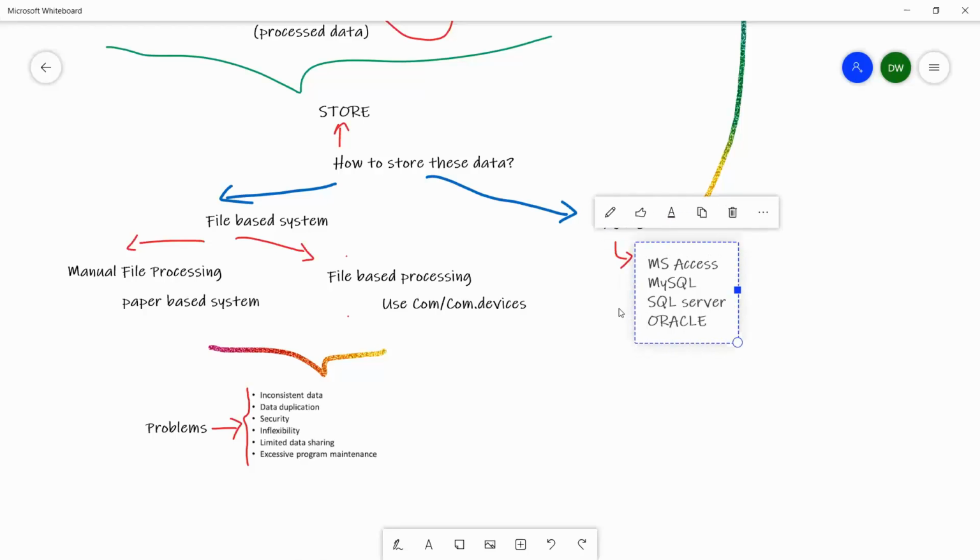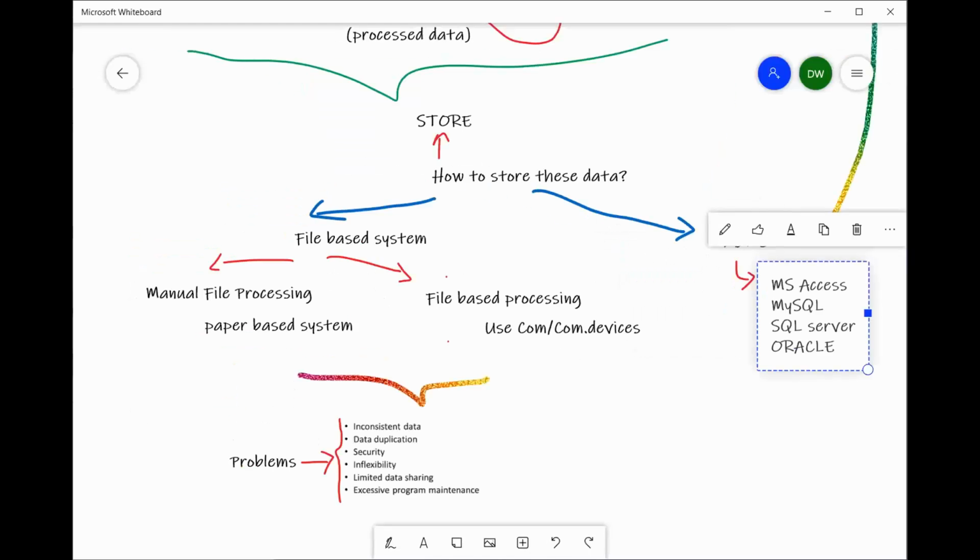So when you have these databases, you can easily eliminate whatever problems you have when you are using these file-based systems. Right, so when you use database management systems, it will be easy for you to insert your data without duplications, and it will provide you additional security, and it will provide an easy way to share your data, and it is much easier to maintain than maintaining file-based systems.